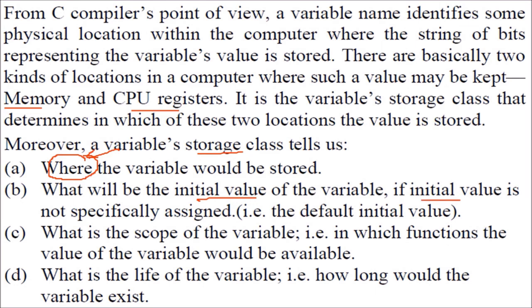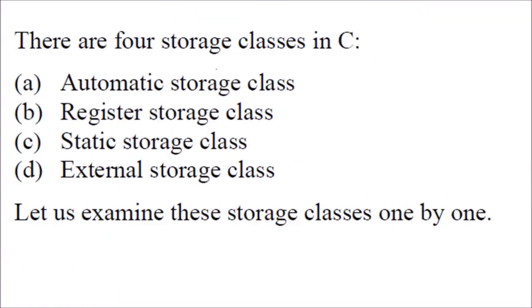What is the scope of the variable? And what is the life of the variable? Scope and life we will see. Scope means in which functions this variable will be available, and life means how long the variable would exist. So there are 4 storage classes: automatic storage class, register storage class, static storage class, and external storage class. What is automatic storage class?